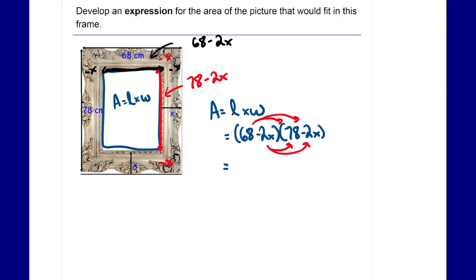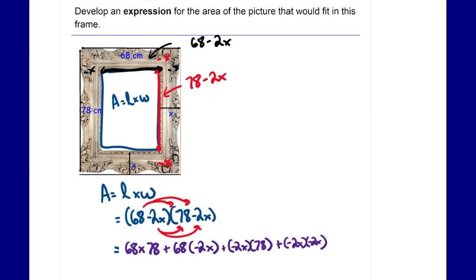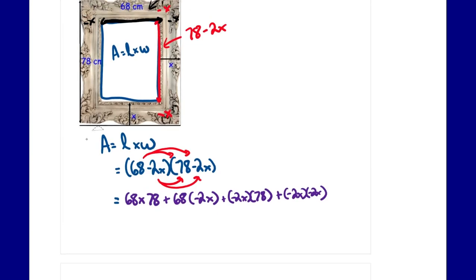So this step right here that I'll put in purple is going to be kind of an in-between step. So 68 times 78, plus 68 times negative 2x, plus negative 2x times 78, plus negative 2x times negative 2x. Let me just move this over. I'll put it down here so it fits. So this was an in-between step, right?